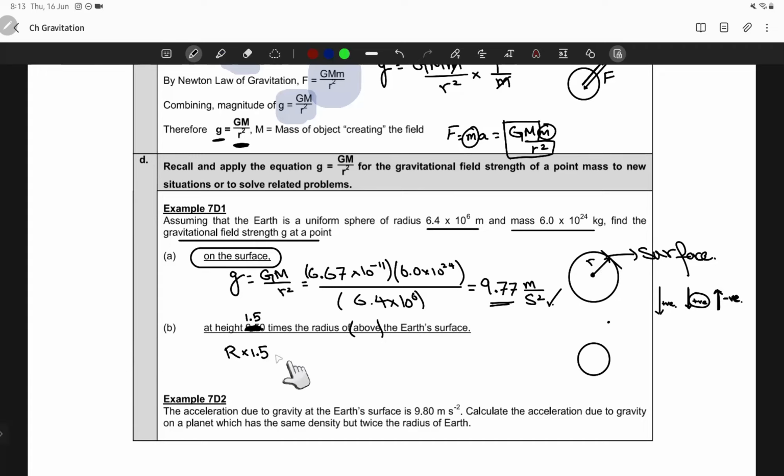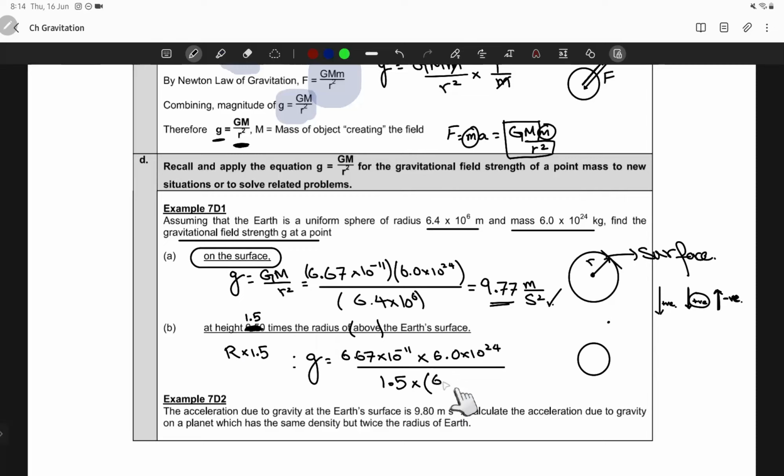And then put all of this in this R, right? So what I'm basically saying is that G is equal to 6.67 into 10 raised to power minus 11, into the mass of the Earth, which is still 6.0 into 10 raised to power 24. But in place of the radius, they have said that we want to find it at 1.5 times the radius of the Earth at that height. So we'll just multiply the radius with 1.5.